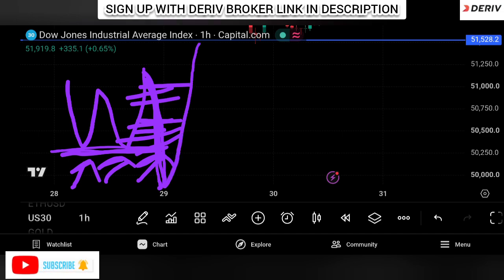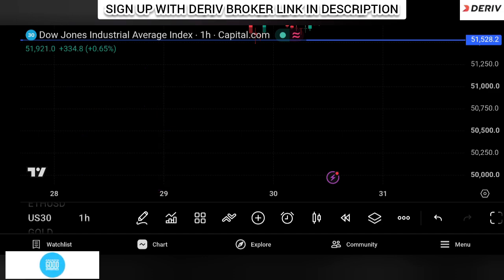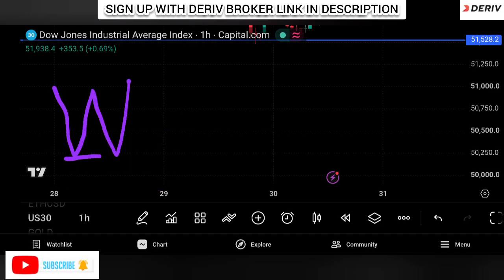So you must be very careful. Never trade this kind of double bottom until there is a sweep of liquidity. Okay, please take note of that.